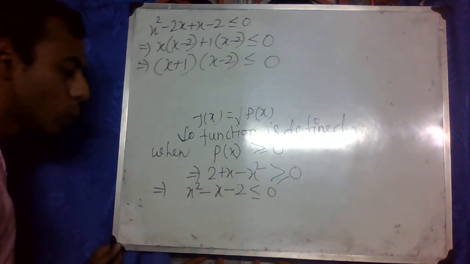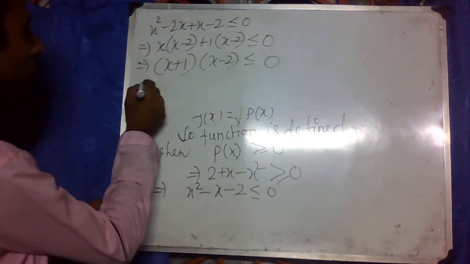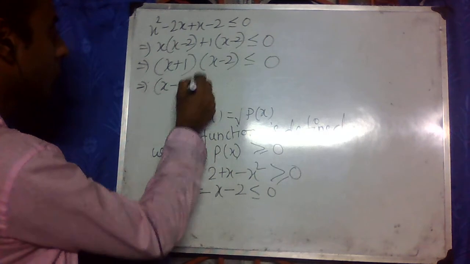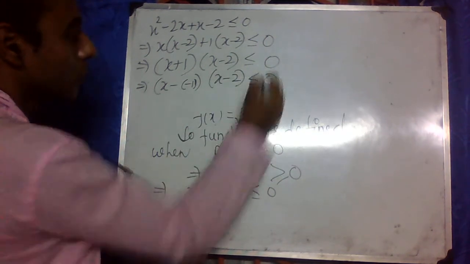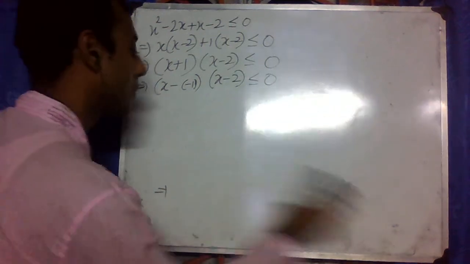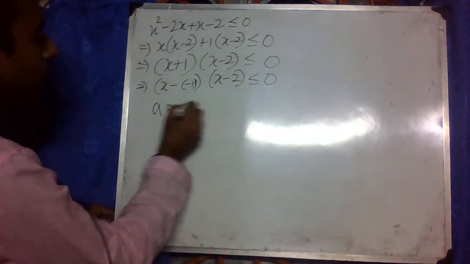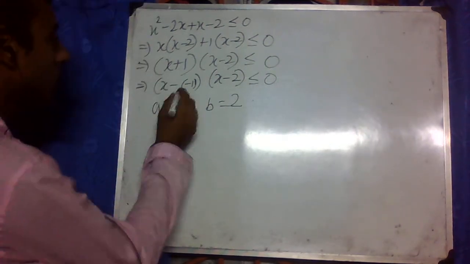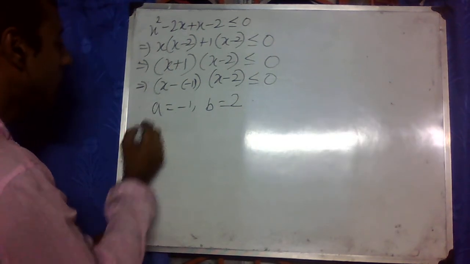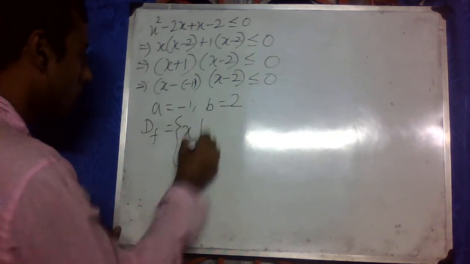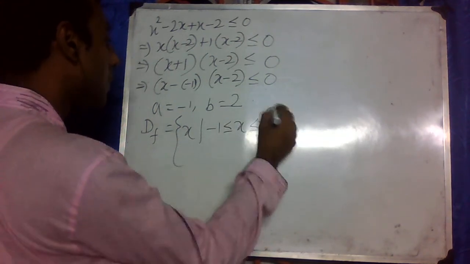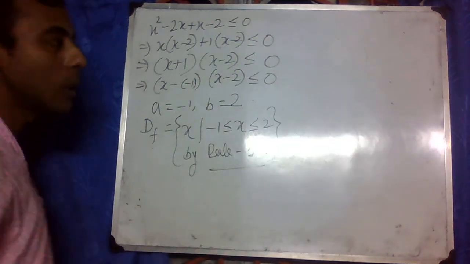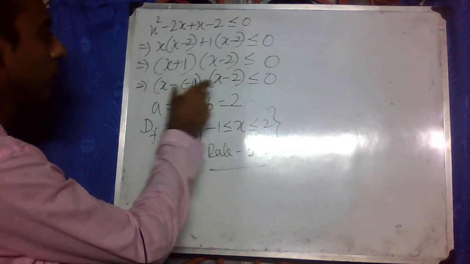Now this is rule 1. A is minus 1, b is 2. So this is minus 1 less than or equal to x less than or equal to 2. So the domain is from minus 1 to 2, by rule 1. Clear? Rule 1 formula.